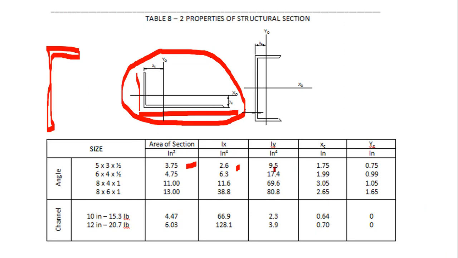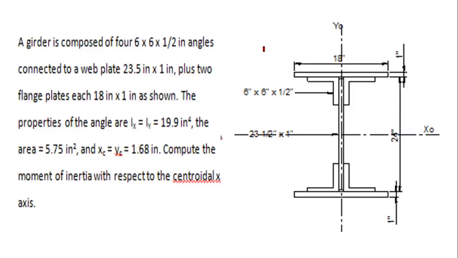And then IY also, IX, the moment of inertia with respect to this axis. IY, the moment of inertia with respect to this Y axis. XC, as I was saying, the distance from here going here. YC, the distance from here going here. For channel, the orientation is here. Right? Something that we have to understand. And if it's given in the problem in the board exam, you have to understand well the diagram or the drawing that is being shown.